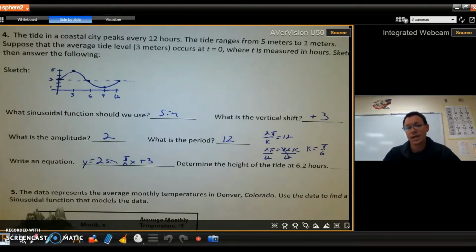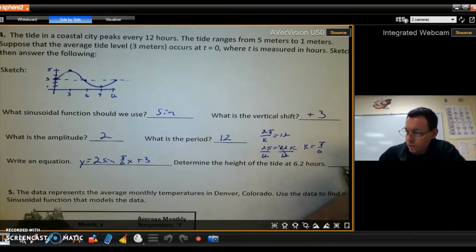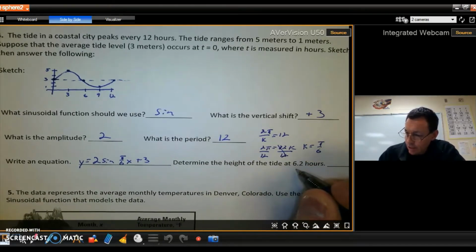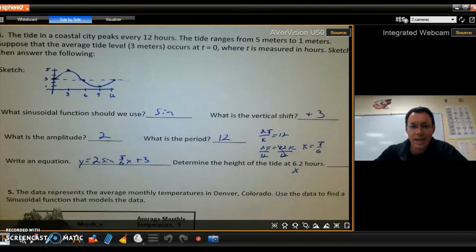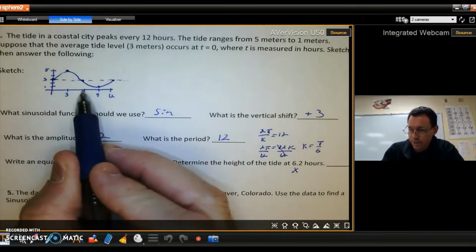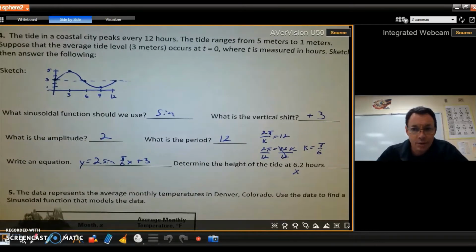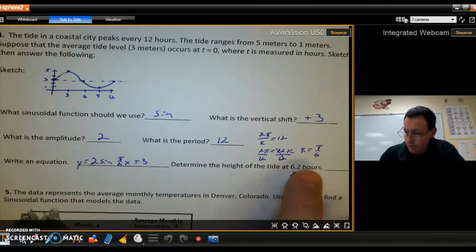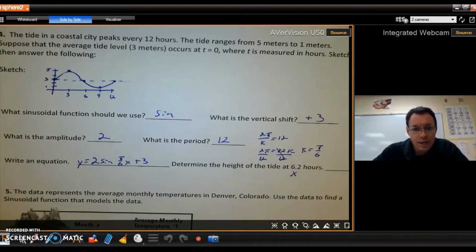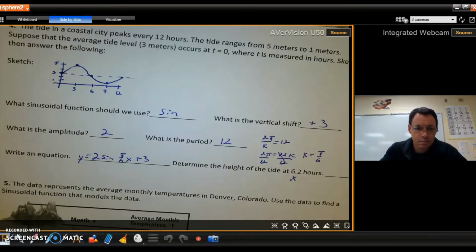Okay, so what would the tide be at 6.2 hours? Now, all you would do is, what they're saying is, when your x is equal to 6.2, so that's our x-axis, 6.2, what would your y value be? Okay, so see what happens if you plug 6.2 in for x. So you could grab your calculator and plug that in and see what happens.